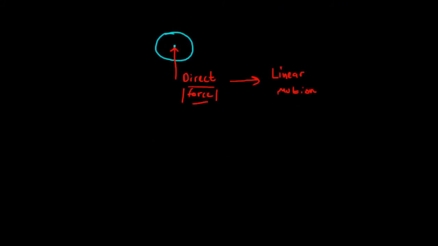Whereas, if we look at this in a slightly different context, if we look at a different golf ball, this time green, there's our centre of mass, just an imaginary point. If this time the ball is struck away from the centre of mass, we call this an eccentric force.